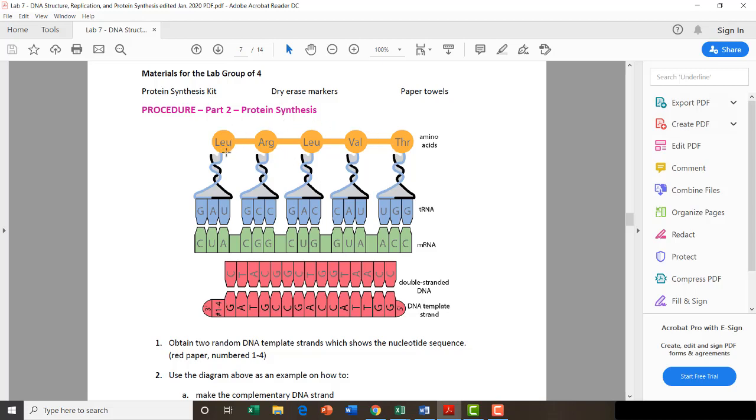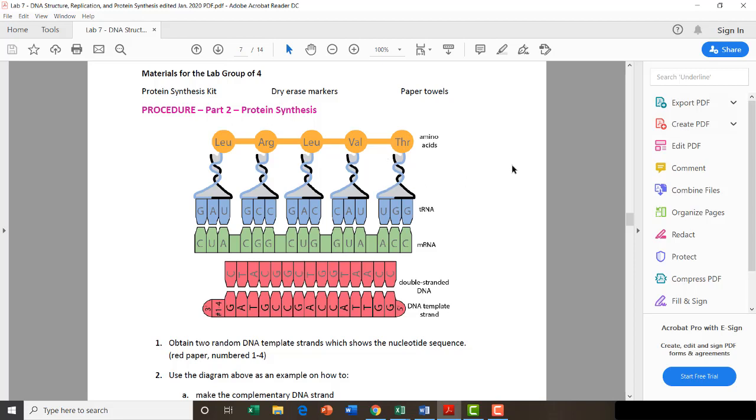Then this whole process of reading the mRNA and adding the amino acids all happens in the ribosome, okay? The ribosome will link the amino acids together and you get a polypeptide chain. This polypeptide chain is not functional. It has to fold into a 3D protein to become functional.